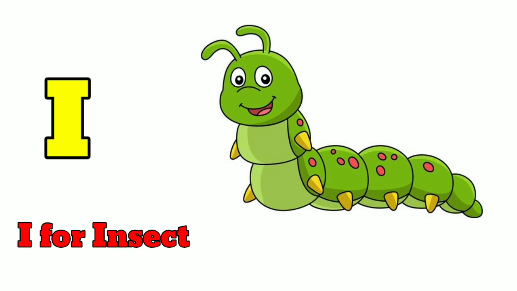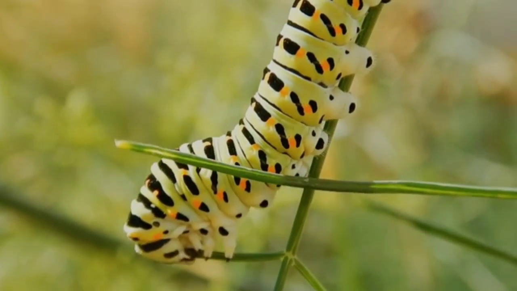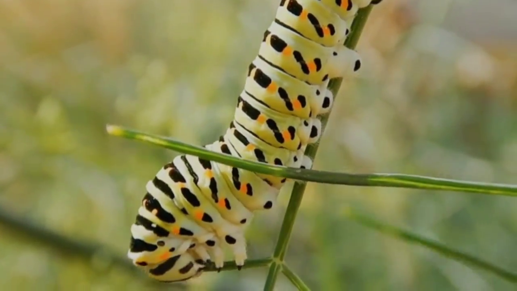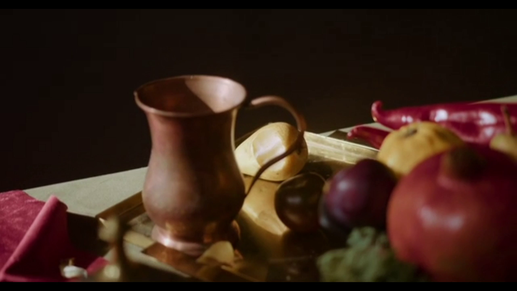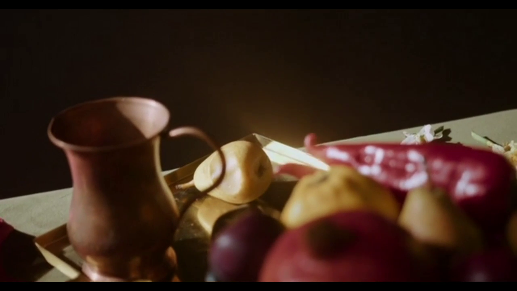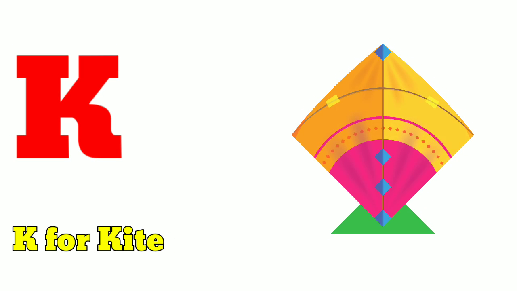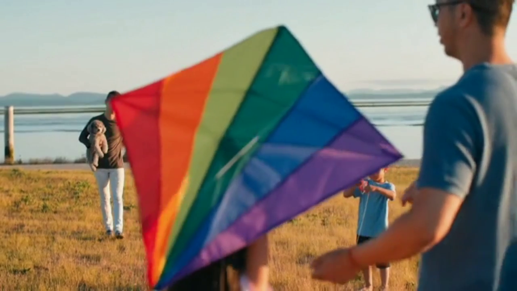I for insect. Insect means keeda. J for jug. Jug means mug. K for kite. Kite means patang.